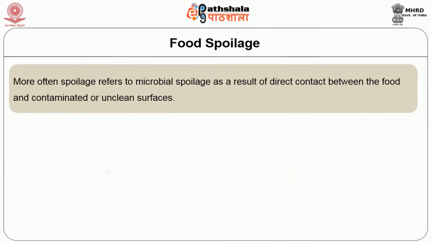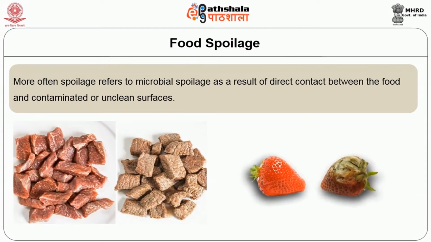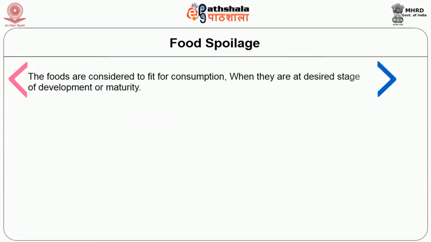More often, spoilage refers to microbial spoilage as a result of direct contact between the food and contaminated or unclean surfaces. It includes food-to-food contact, for example, raw meat and cooked meat, or between a fresh fruit and a rotten fruit. The foods are considered to be fit for consumption when they are at the desired stage of development or maturity.